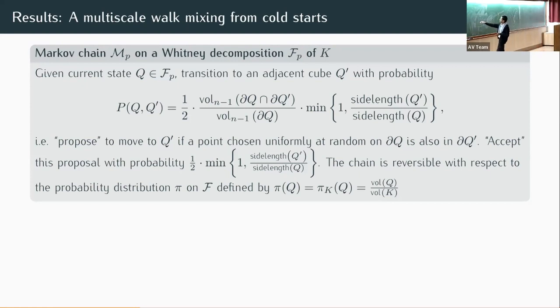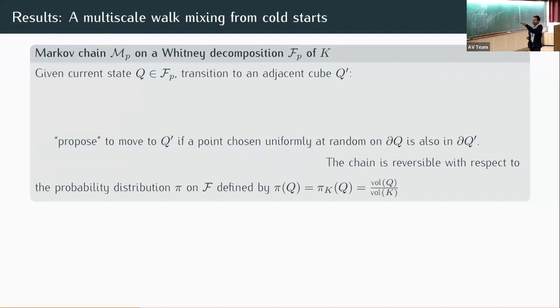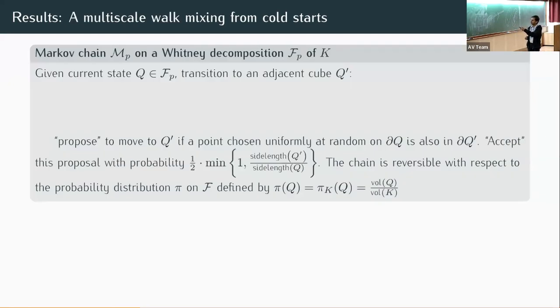Suppose I'm not drawing this part. Now you pick a point uniformly at random on the surface. Suppose the point lies here. Then you're proposing a move to this cube. Now you have to either accept or reject this, based on the stationary probabilities. That's what this ratio is doing. So this is just to maintain reversibility.